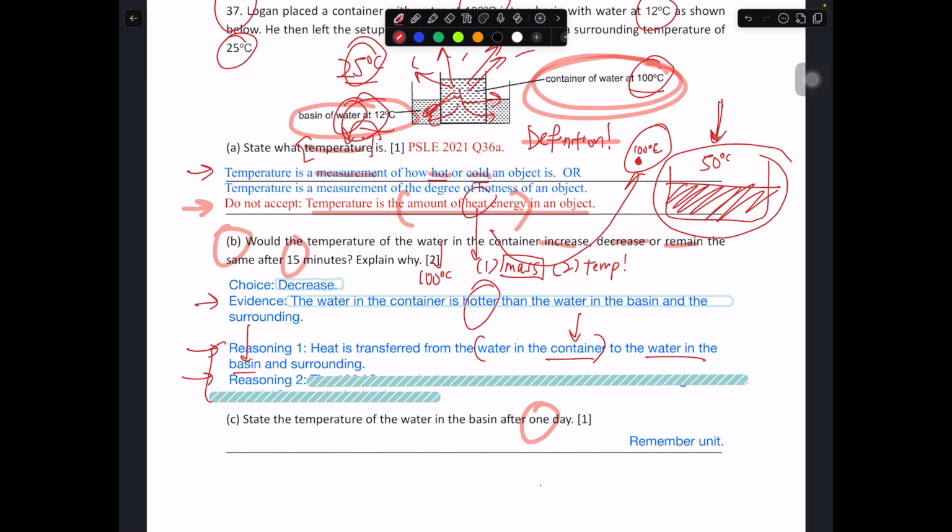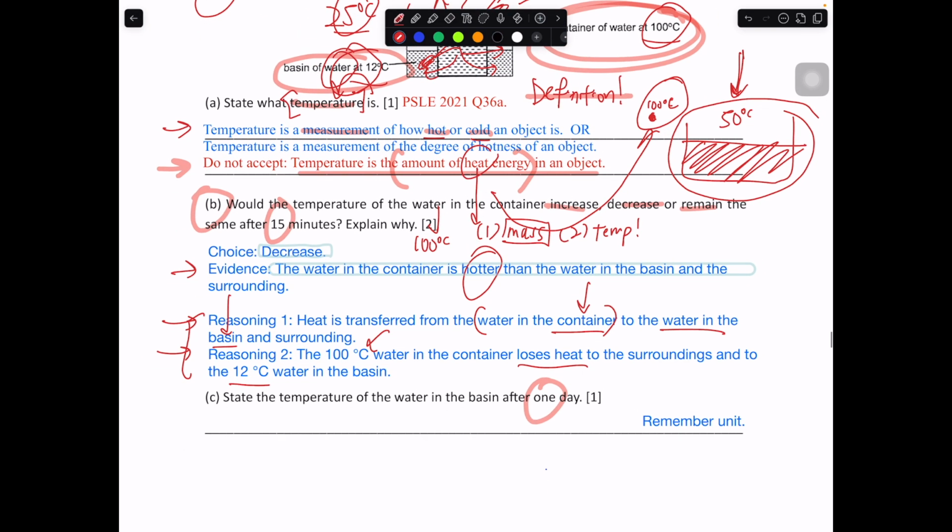Okay, so reason number 2, you could write it in this way. So the 100 degrees water in the container loses heat to the surrounding as well as the 12 degree water in the basin. This could be another way to write, and this is a more precise way. So you can see there are two ways of writing, right? The subject they are talking about is very different. So you can get the grammatical part, right? Reason number 1 really focuses on heat. Heat is the main character. Okay? Heat is transferred from where to where.